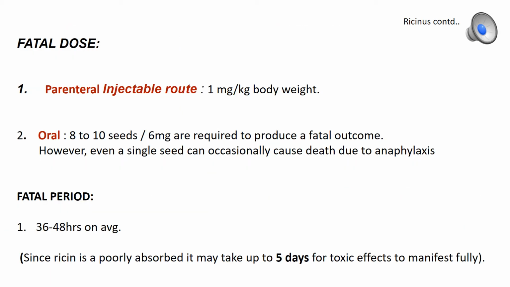So the fatal dose by the injectable route is 1 milligram per kg body weight. Oral is 8 to 10 seeds, or 6 milligrams, required for a fatal outcome. The fatal period is 36 to 48 hours on average. Ricin is poorly absorbed and may take 5 days for toxic effect because of its thick coated skin.